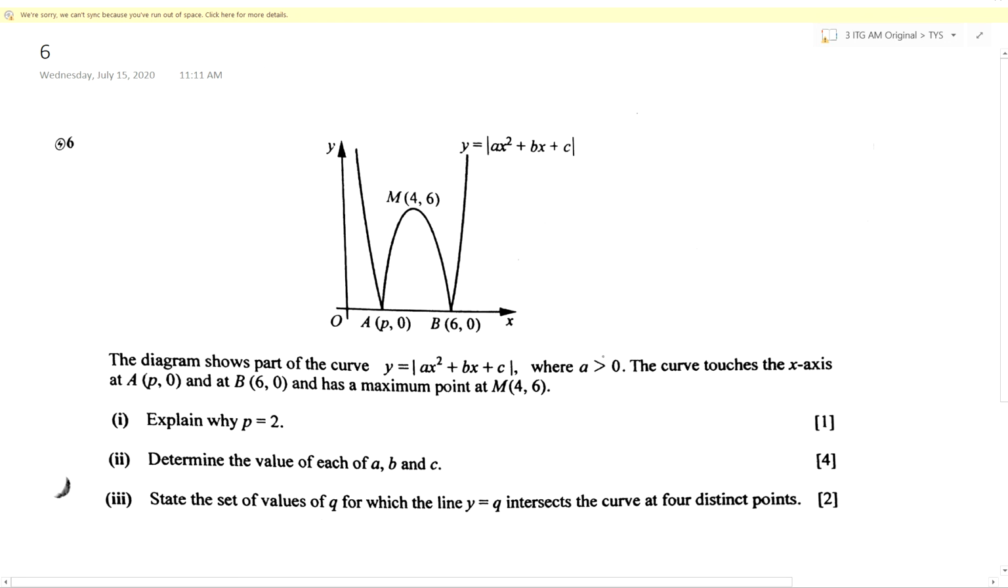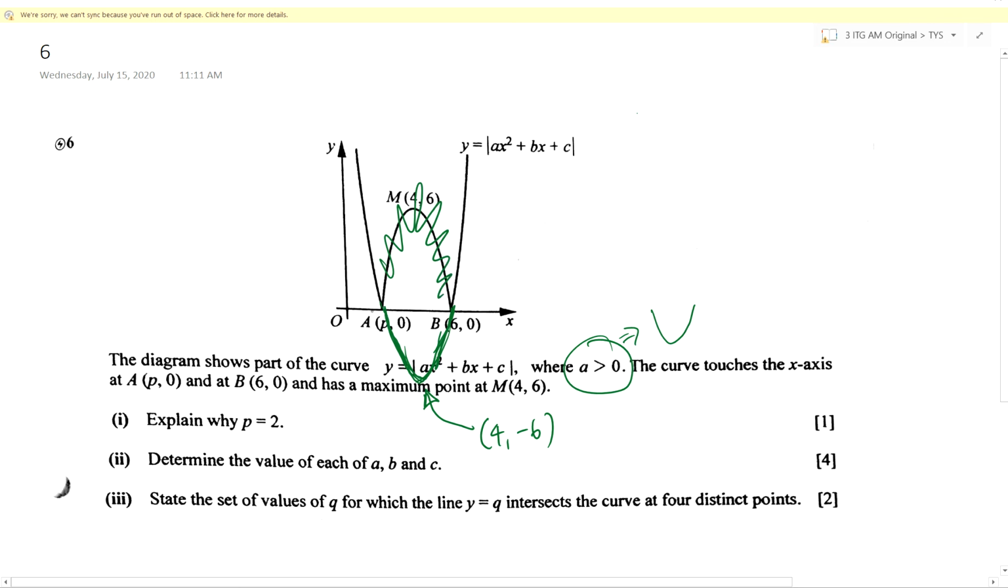They tell us that A is more than 0. So this means that it is a parabola opening upwards, originally. So without the modular sign, we are supposed to get a graph that looks like this. Okay? It is supposed to be a mirror image. So this minimum point over here at the bottom has coordinates of 4, -6. Okay, and now I am going to ignore this.